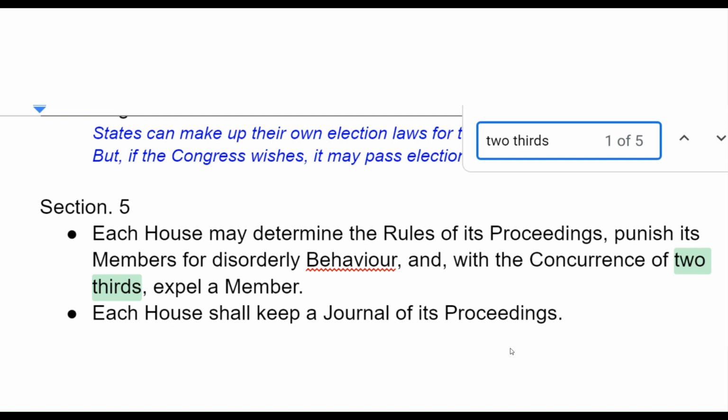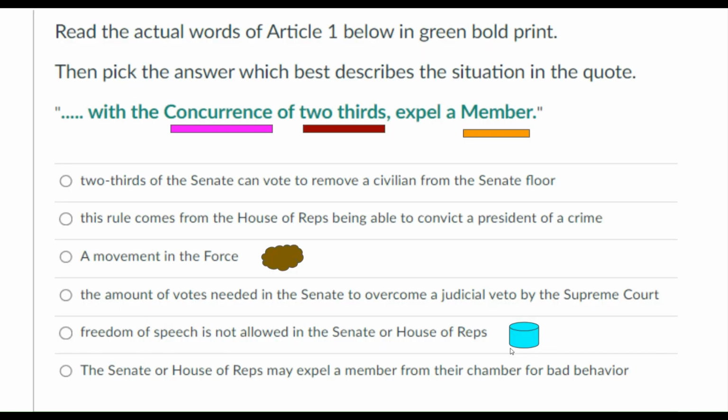Okay. Now look at this 2/3. Each house may determine the rules of its proceedings, punish its members for disorderly behavior, like drunkenness or they get arrested for lewd behavior. And here it comes with a concurrence of 2/3, expel a member. Okay. So now we go back. Look at the very bottom one. The Senate or House of Reps may expel a member from their chamber for bad behavior. There it is, the last one.